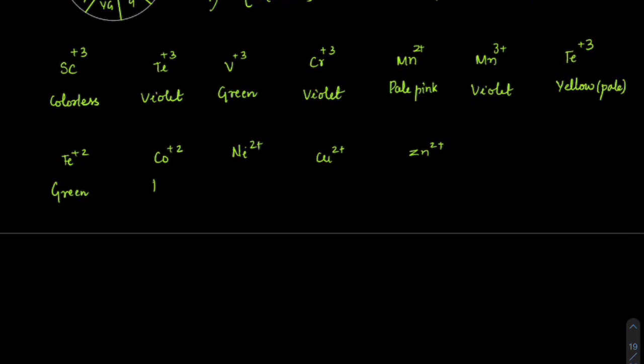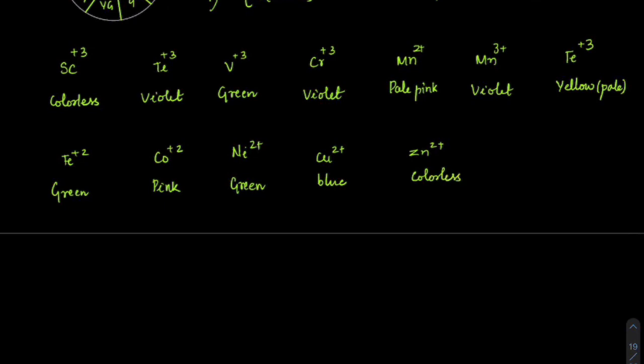Cobalt plus 2 is pink. Nickel plus 2 is green, and copper plus 2 is blue. Zinc plus 2 is colorless. No unpaired electron here.